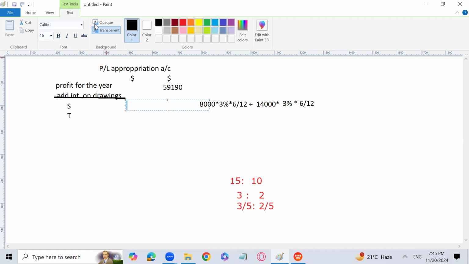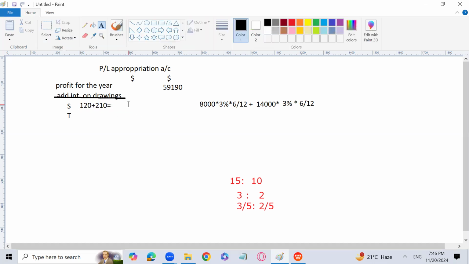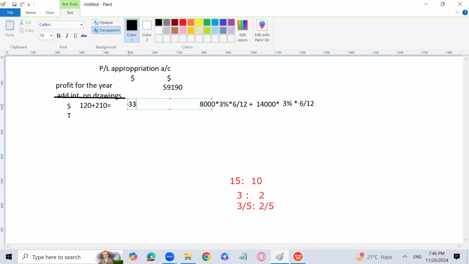Anybody? Okay. If you want me to calculate it, I can do this for you. 8,000 into 3% into 6/12, that is 120. And then 14,000 into 3% into 6/12, that is 210. So 120 for the first 6 months and 210 for the last 6 months. The total interest on drawing is going to be 330.